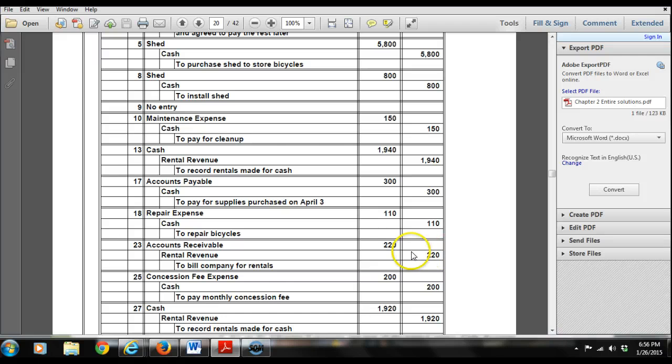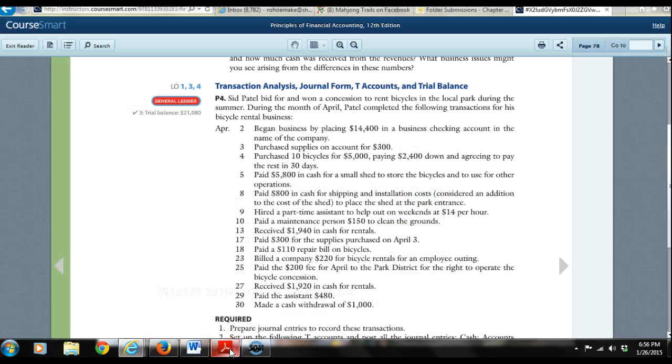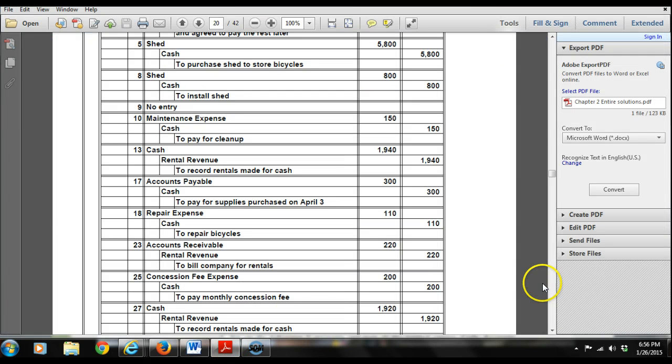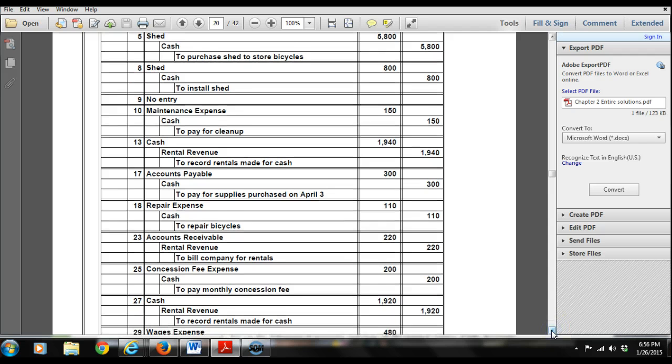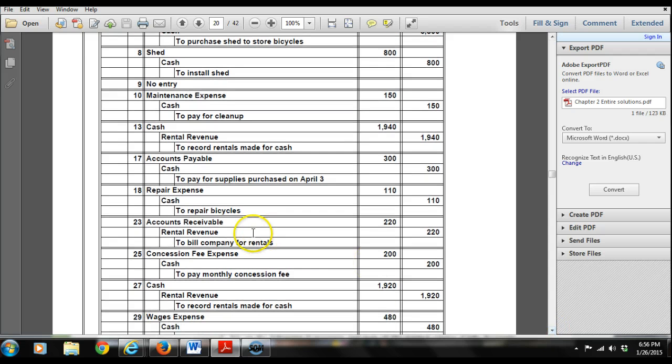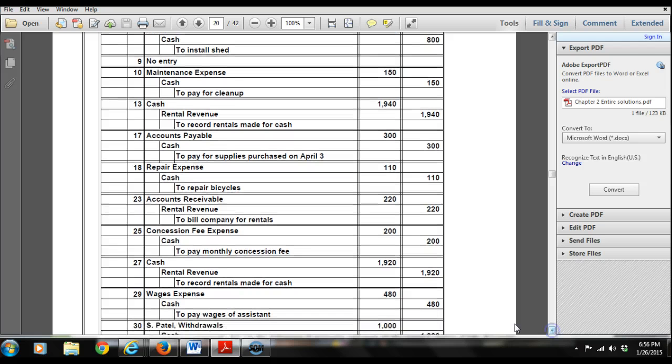and our revenue account, rental revenue, will also be increased by $220. Next, we paid the $200 fee for April to the Park District for the right to operate the bicycle concession. So this is an expense for the current period. Concession fee expense accounts have a normal debit balance. We'll debit that for $200, and we'll also credit our cash for $200.